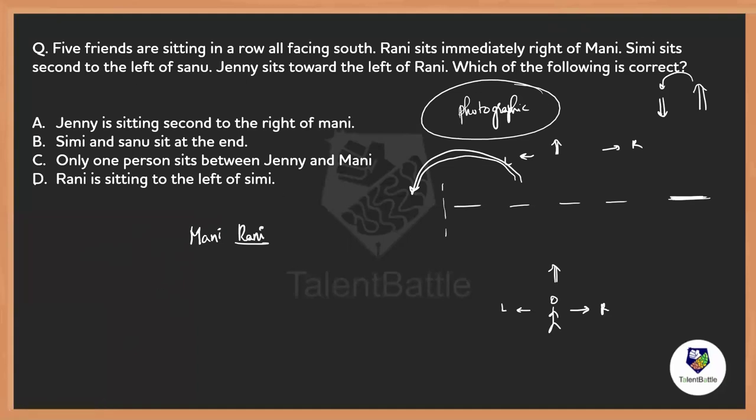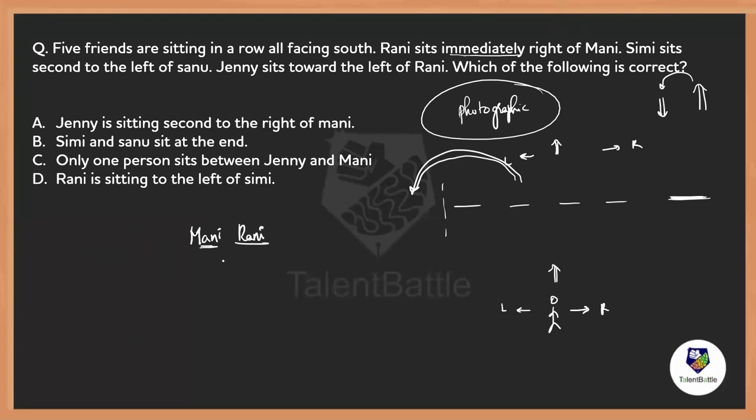Simi sits second to the left of Sanu. As of now, I don't know where Simi and Sanu are, and where exactly is the second right and second left, so I'm just leaving it alone. Now, Jenny sits towards the left of Rani. Okay, left of Rani. Here itself, you should understand something: there is no gap between Rani and Mani because they have clearly said immediately next to Mani.